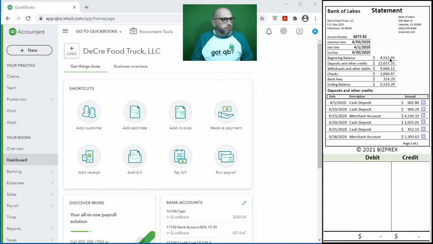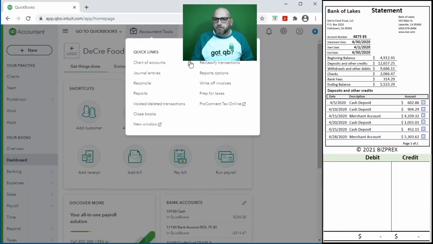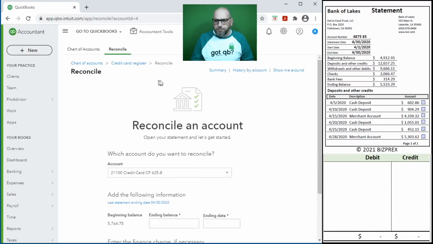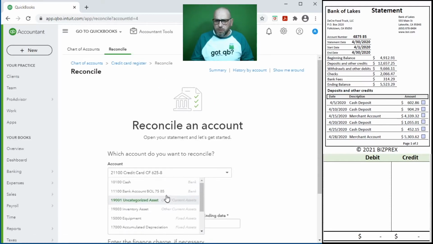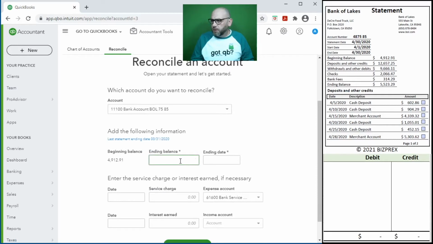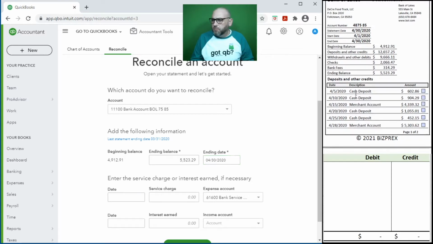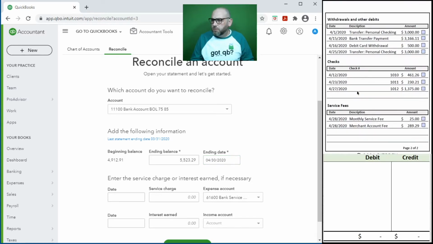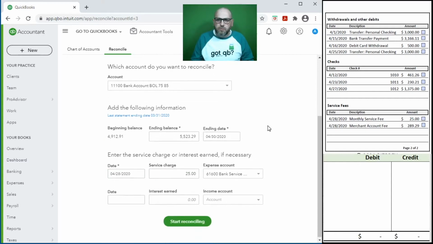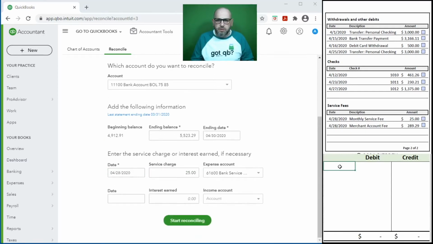All right, let's move forward. Make sure we select bank statement. Okay, ending balance. Ending date. Do we still have service charges? Yes, we do have $25. So again, once we move forward and complete reconciliation, this transaction will be booked. Let's make sure we understand what's happening.